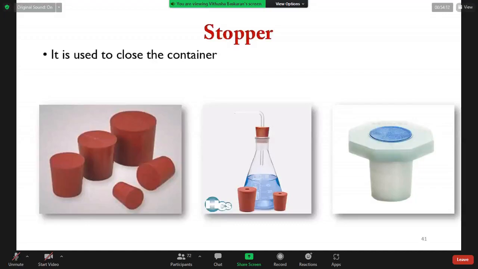Okay. And the next one, this is the stopper. It is used to close the container, and this will be available in plastic and in cork. This one is used to close the conical flask or any other bottles. And the third picture, this is also another kind of stopper, which is used to close the glass bottles, any other reagent bottles, which are used to store the reagents or chemicals. Okay. So these are the two types of stoppers.